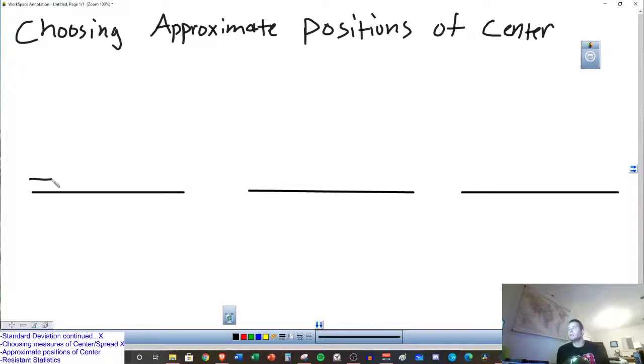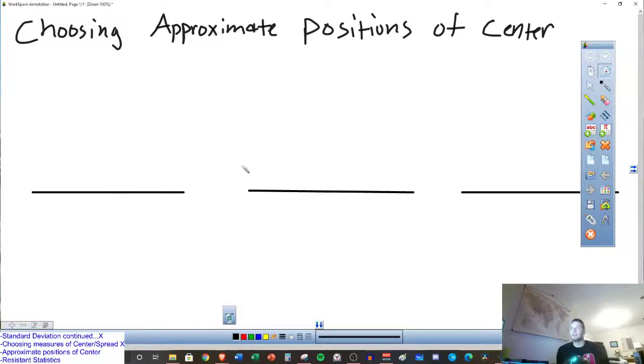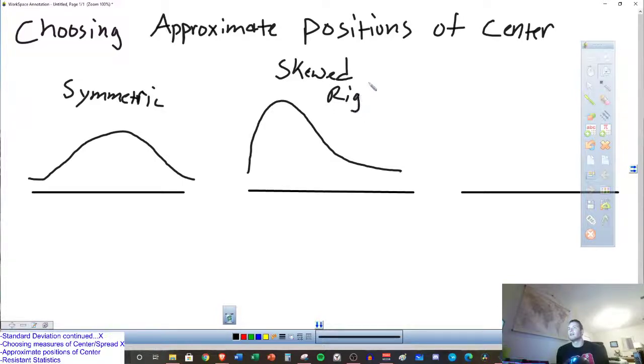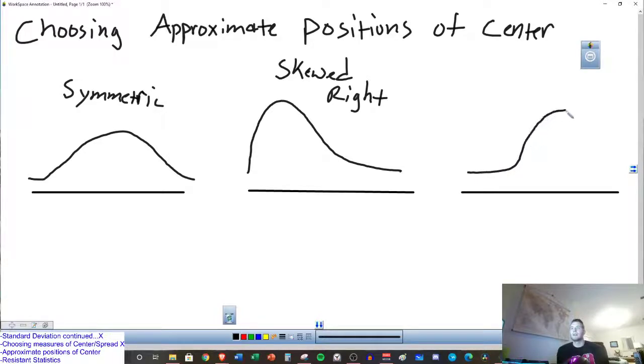So the first one, which I did a terrible job. It's kind of hard to draw these. That's fine. Okay. The first one's going to be symmetric, so you can draw yours better than me if you like. The next one is going to be skewed right. And then the last one here is going to be skewed left.